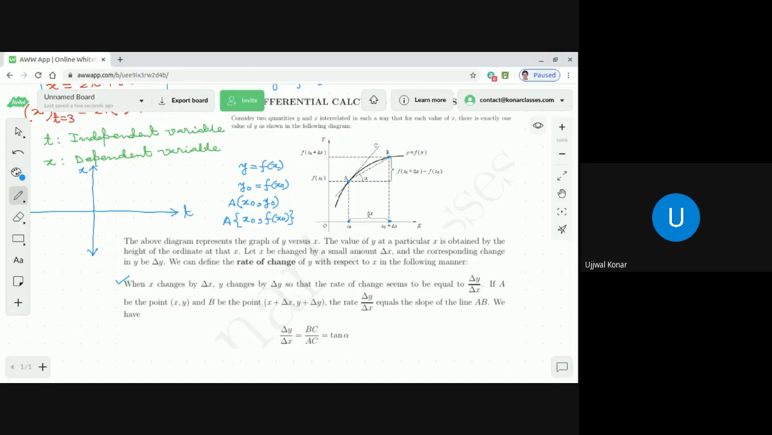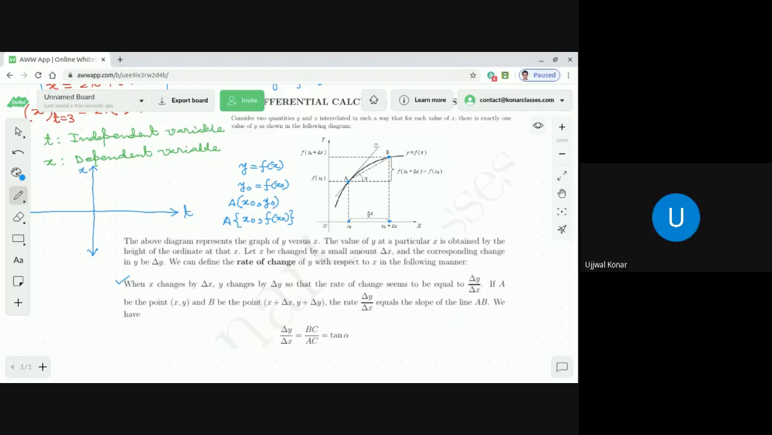Then the rate delta y by delta x is what? It is nothing but the slope of the straight line AB. Two ways: one, you know the rate measurement definition, delta y by delta x. But what is its geometrical significance? Its geometrical significance is that it is the slope of the line AB. Correct or not? Think about our coordinate geometry, straight line, right?